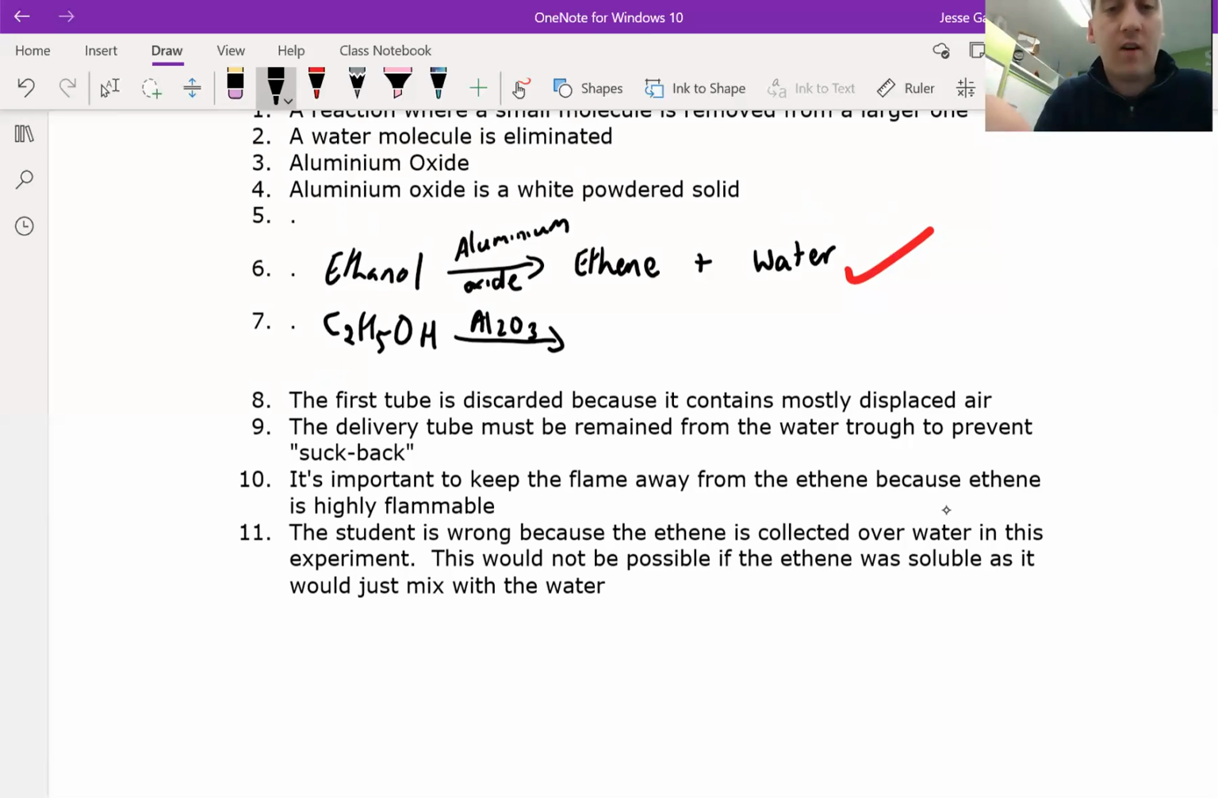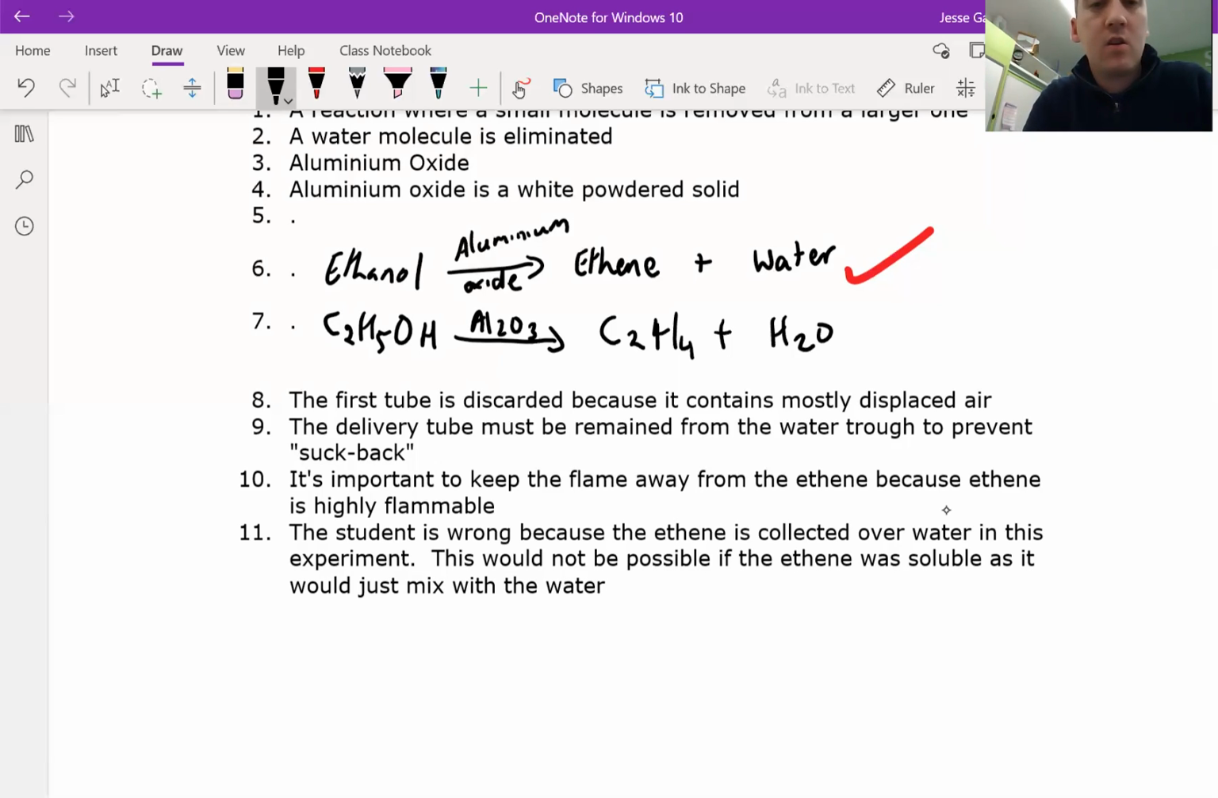Okay, so you should now have C2H5OH reacts to give C2H4 plus H2O. Now we need to check if it's balanced. Remember, we have to obey the law of conservation of mass. What is the law of conservation of mass? Say out your answer now. 1, 2, 3. I'm hoping that you said the law of conservation of mass states that atoms cannot be created or destroyed. So we must not create or destroy any atoms here. We must have the same before and after the reaction happens.